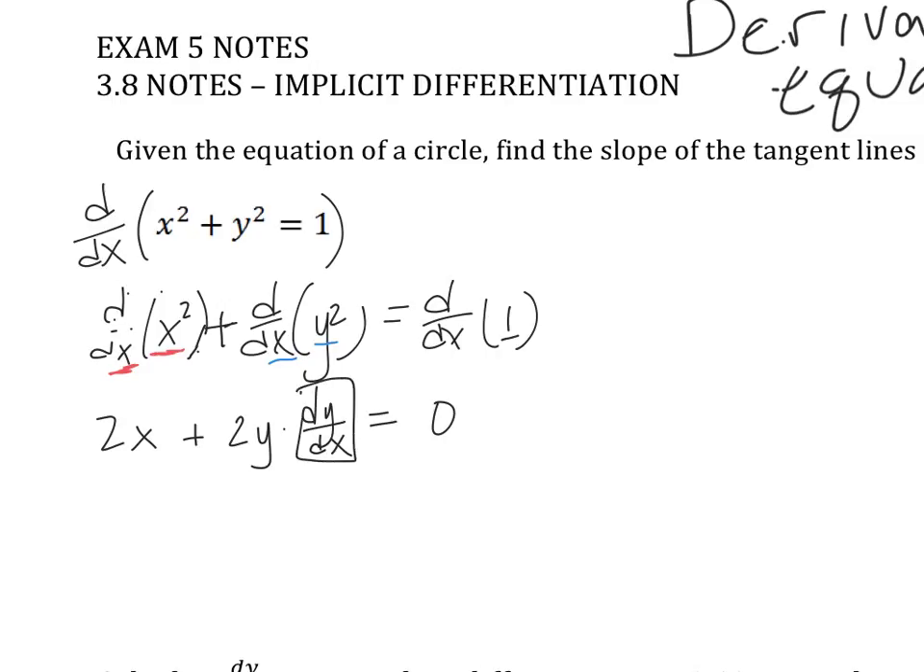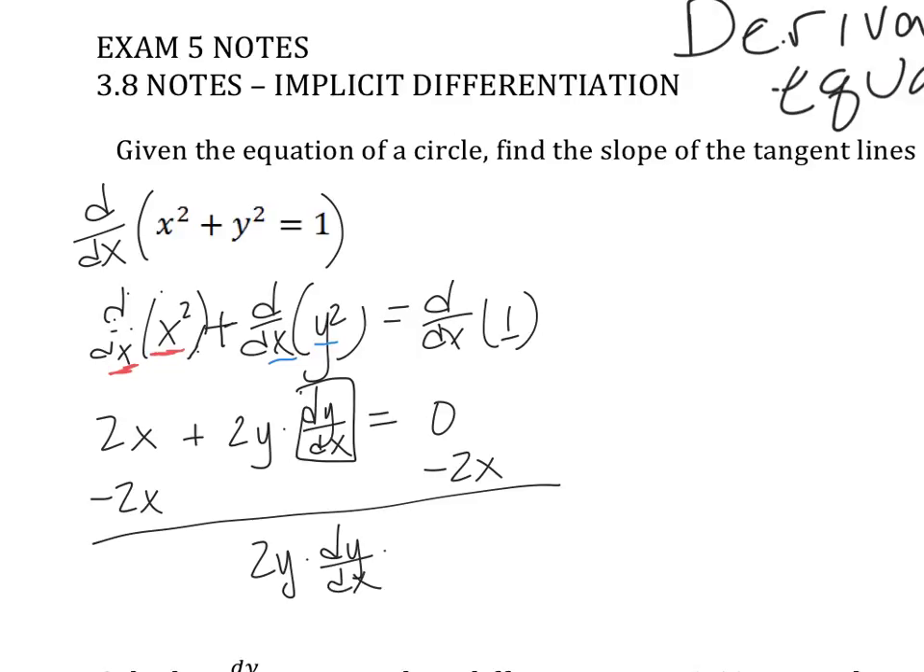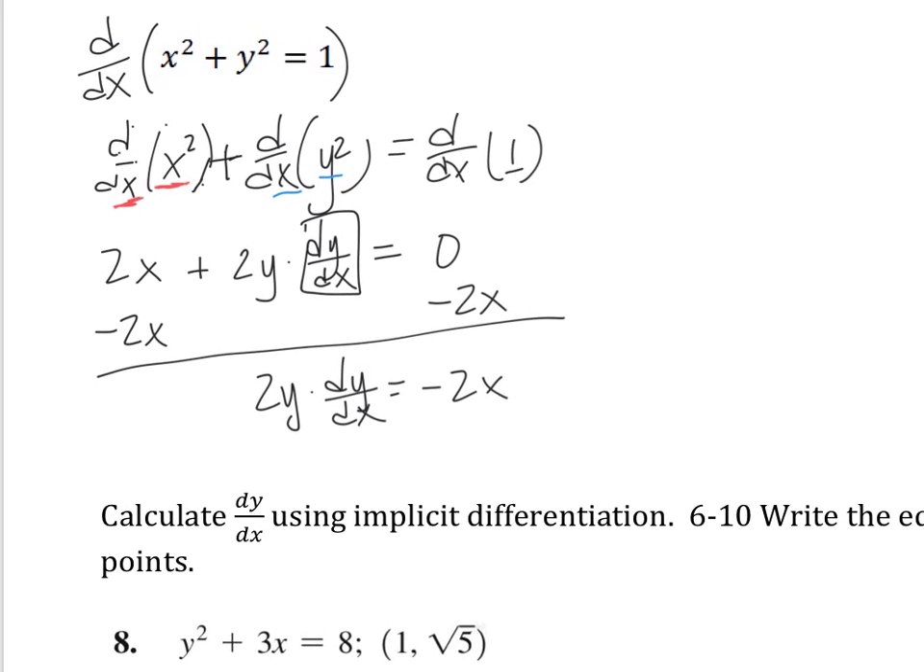So what I want to do is solve for dy dx, like I would any other equation. I'm going to subtract 2x from both sides, and when I do that, I get 2y times dy dx is equal to negative 2x. If I divide both sides by 2y, then after I divide my 2's out, dy dx is going to equal negative x over y.